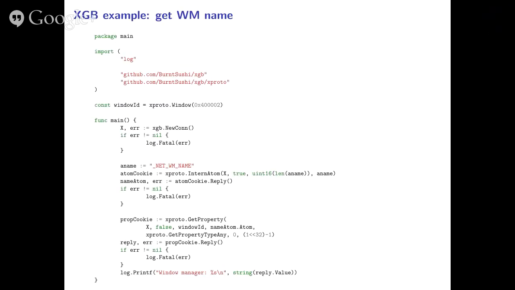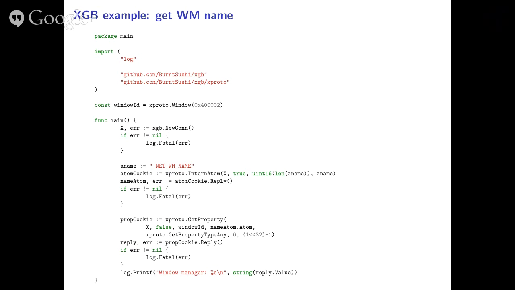So I do not intend for you to read this code or understand it, but I wanted to give you the smallest useful program that I could fit on a slide that uses XGB. What this program does is, or at least what it did last night, it may not work anymore, print out the name of the window manager currently running on a Linux desktop. So the first pieces of it are just the imports. There's a magical constant here that I'm not going to explain.